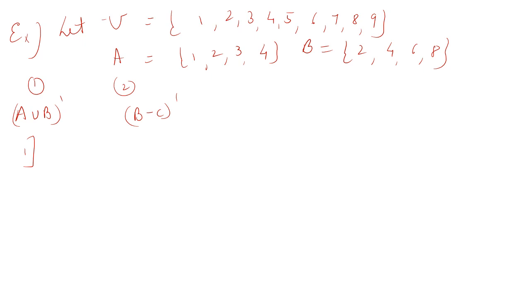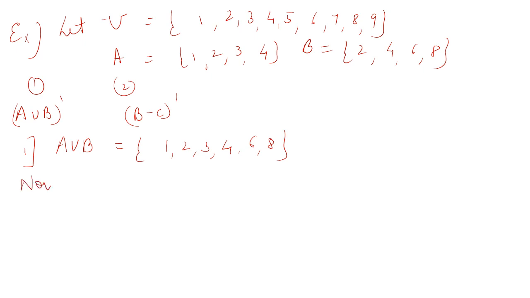So students, the bracket is there, so first solve the bracket. I will take the bracket, that is A union B. So first I will solve A union B. What is A union B? You know that all the elements of A you have to write: 1, 2, 3, 4. All the elements of B you have to write without repetition. So 2 is already over, 4 over, then 6 and 8. So this is A union B.